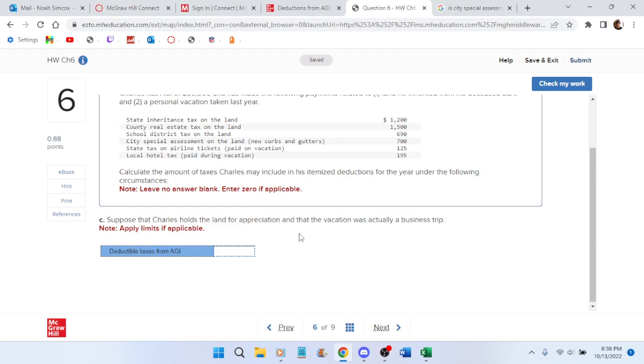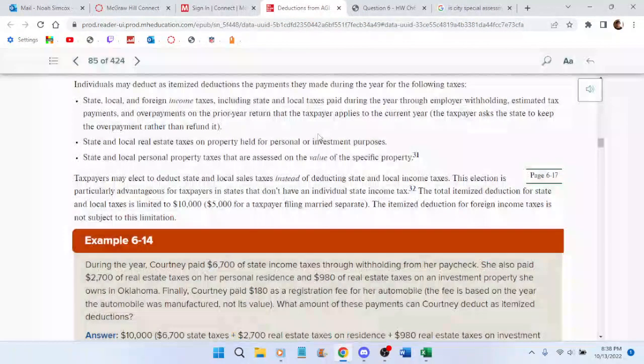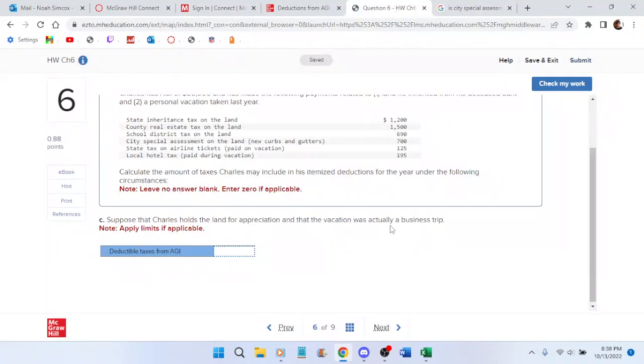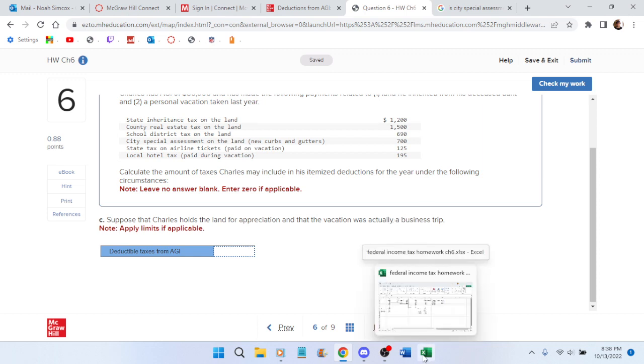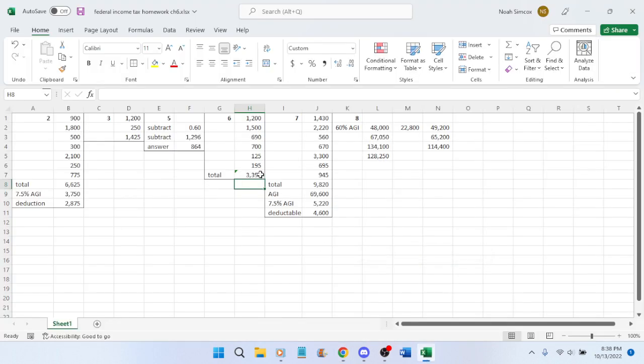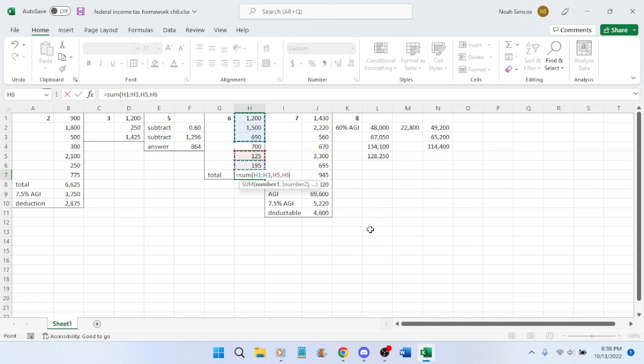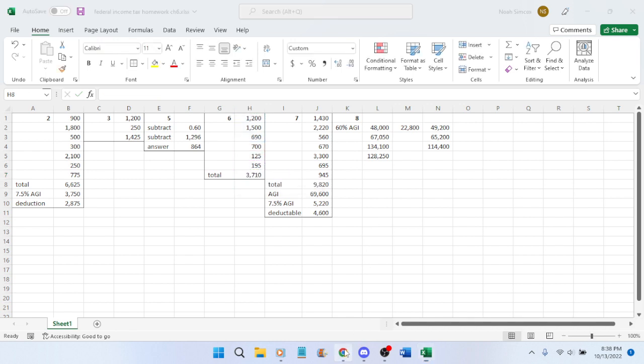Now, how can you possibly get that from the textbook? You couldn't. It's not in the textbook. I'm sorry. It just doesn't say it anywhere in the textbook. So how can you possibly know that? We'll try it again, though. We'll try including everything except for the 700. $3,710.